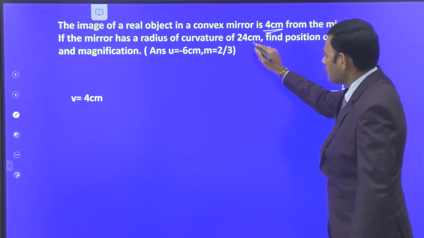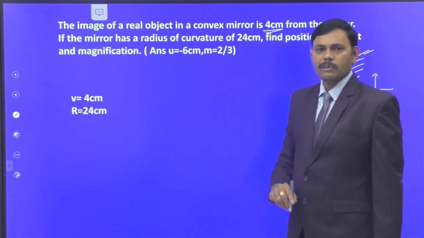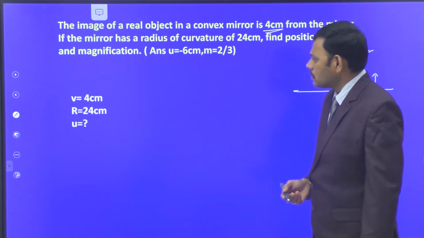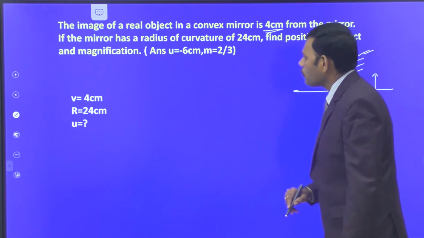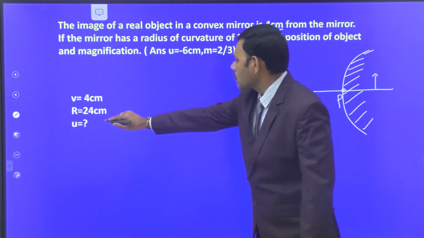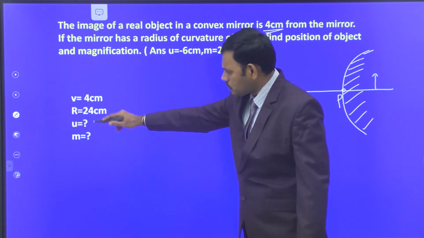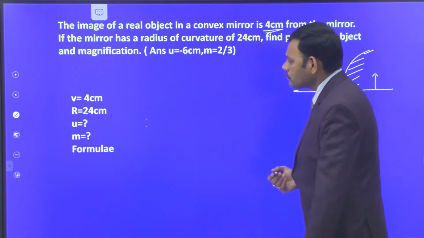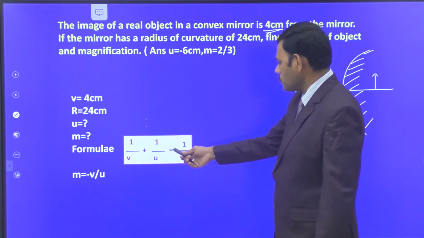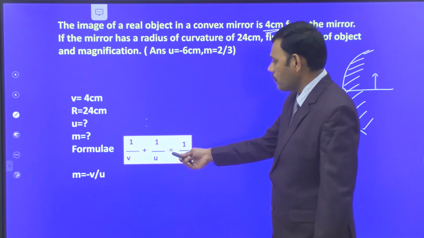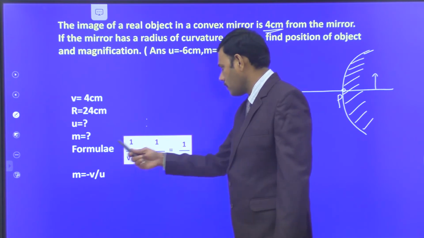The mirror has a radius of curvature R given as 24 centimeters. From that we can find the focal length. We know that f is equal to R by 2. The question is, what is the position of the object and the magnification? U is how much, as well as magnification is how much. The data is these two, and these are the two questions. Now the formula: to find the object distance we use the mirror equation, and to find magnification we use the magnification formula with sign convention, minus V by U.